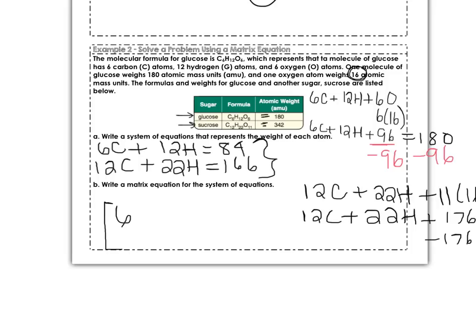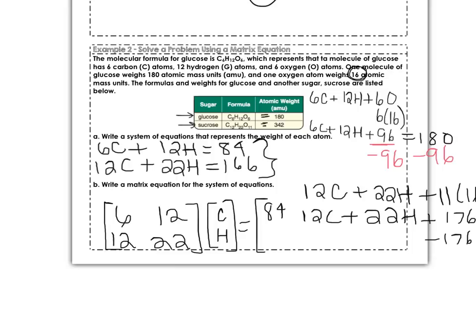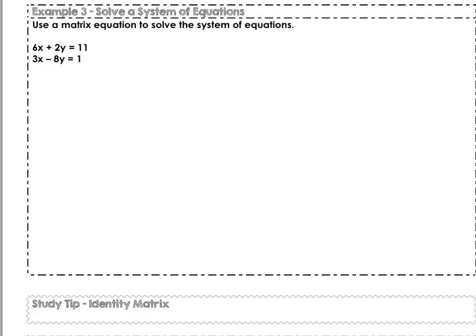First column will be for carbon. Second column will be for hydrogen. And we're going to multiply it by, let's just use C and H. Why not? We can keep up with it. And it's going to be equal to our solutions, or in this situation, our total mass or our total weight for each atom.